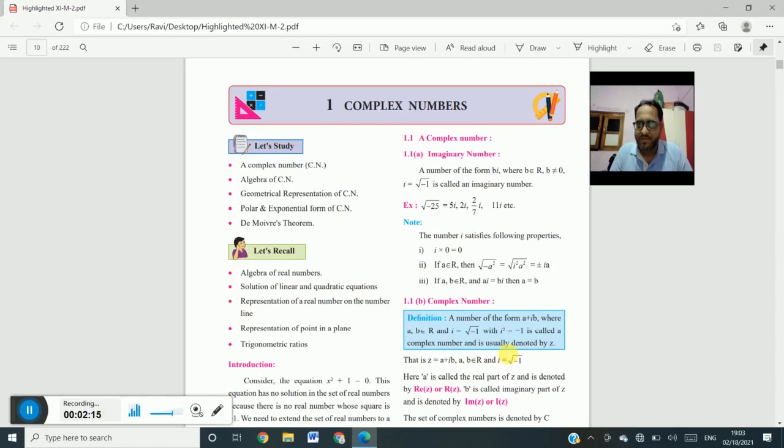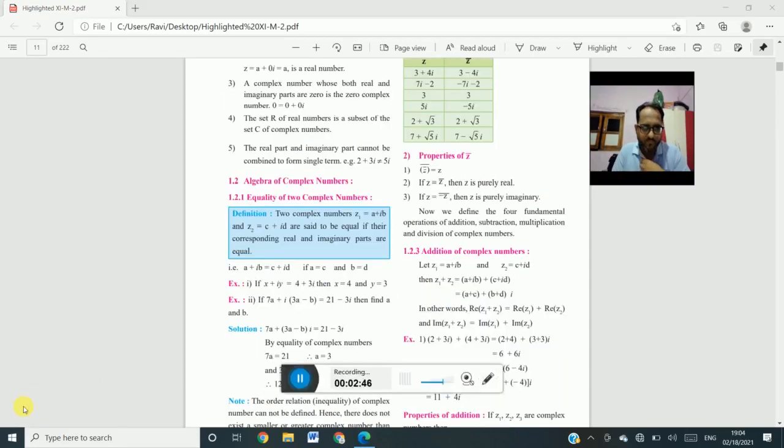and is usually denoted by z. Z is equal to a plus ib, where a is the real part and ib is the imaginary part, right? See, Re z or R z means real part of z, means real part of the complex number, and Im z or I z means imaginary part of the complex number.